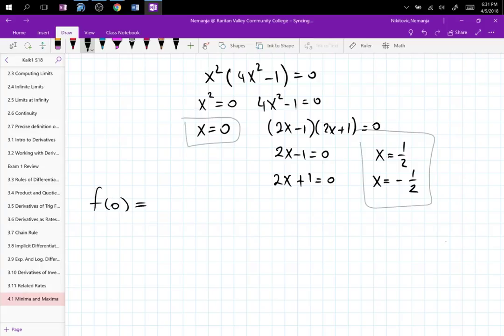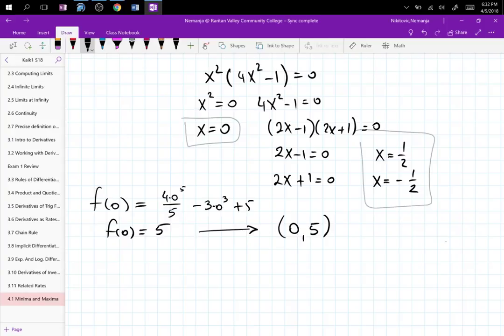f of 0. And f of 0 is 0 because it's 4 times 0 to the 5th over 5. Oh no, I lied. Minus 3 times 0 cubed plus 5. So the whole thing of f of 0 is... no, it's 5, sorry. It's 5, which creates a point (0, 5). That's a critical point.